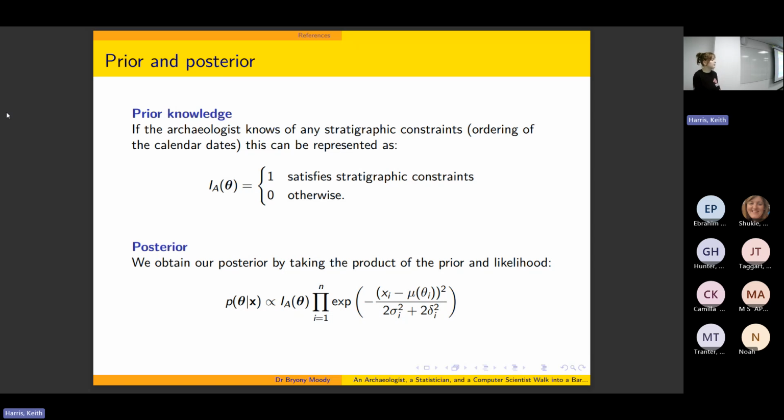But our posterior for a really basic model, where all we've got is radiocarbon dates and stratigraphy, would look like this. So you've got the product of all the individual likelihoods for all the individual dates that you're trying to obtain true calendar ages for, and then the indicator function, which constrains them to having that specific ordering that the archaeologist has told us they need to have.